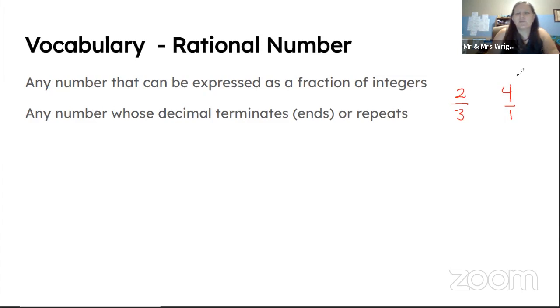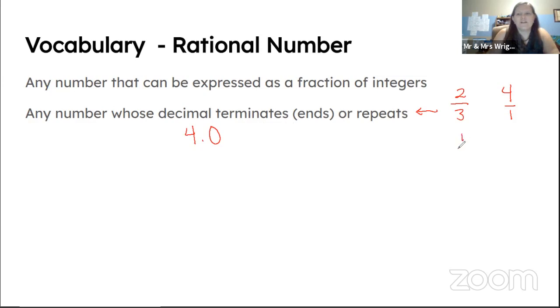So that technically can be written as a fraction. Now, I personally prefer the definition when it's used with the decimals. Any numbers whose decimal terminates, which means ends, or repeats. So what that means is you're going to have a decimal that terminates. The decimal for 4 is simply 4. Our implied decimal there is a 0.0. So it's terminated, it's ending. It doesn't continue on, right?